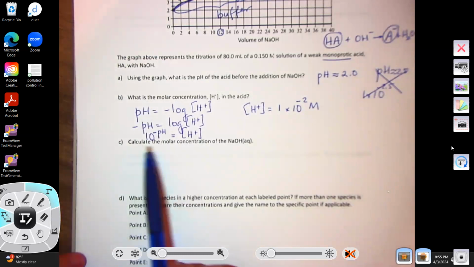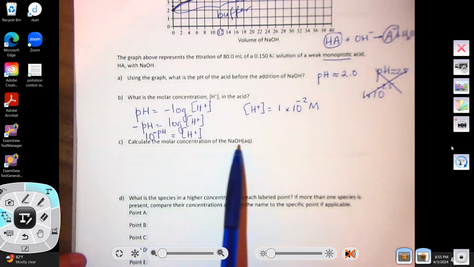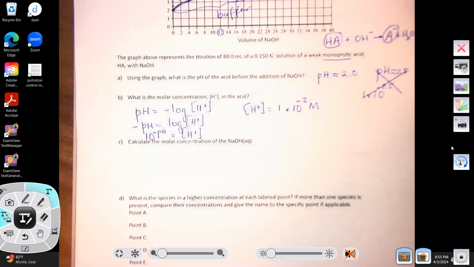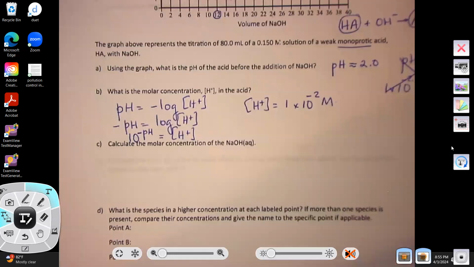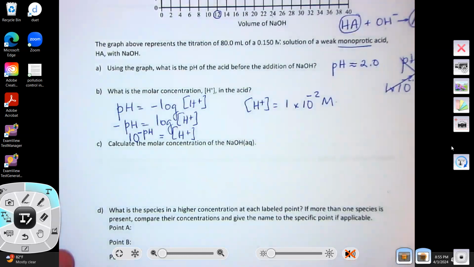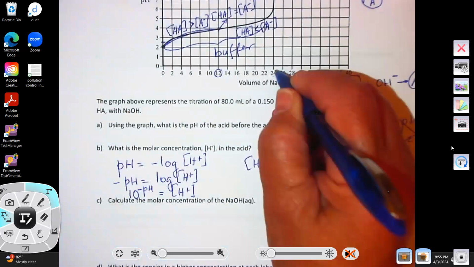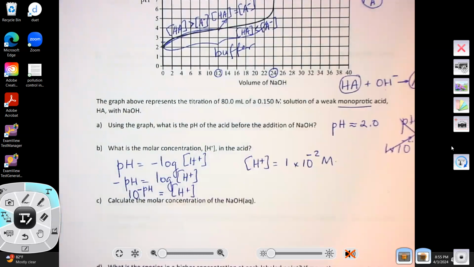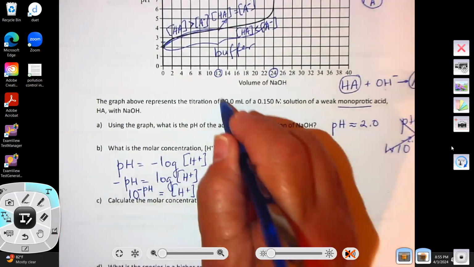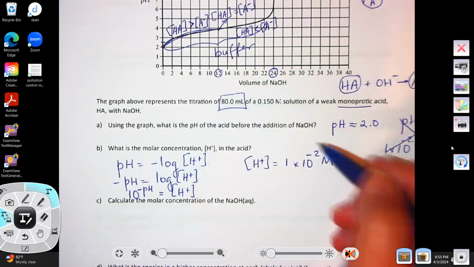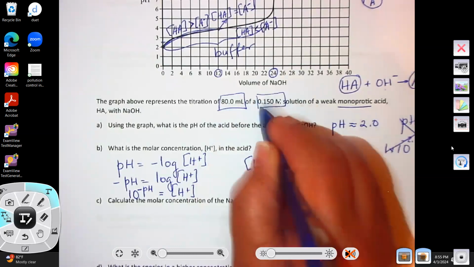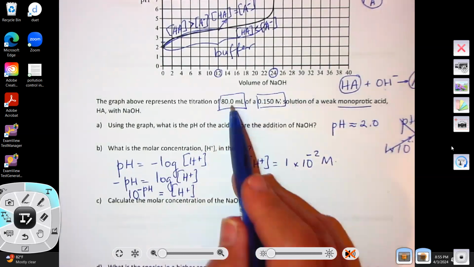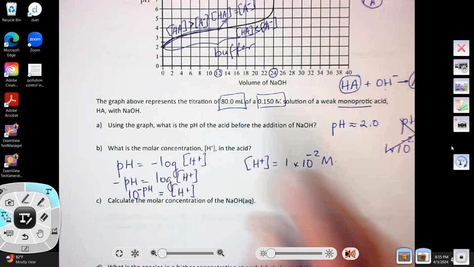All right, so calculate the molar concentration of the sodium hydroxide. In other words, what is the molarity of the sodium hydroxide? So this is when you need to use the volume of sodium hydroxide, and you also need to use the volume of the acid that we started with and the concentration of the weak acid. So we need to start with these two because that's what we know of.